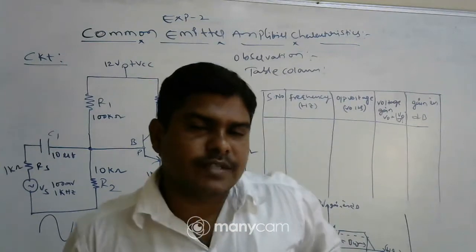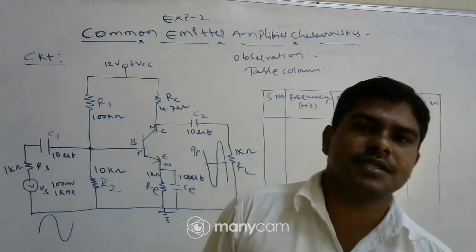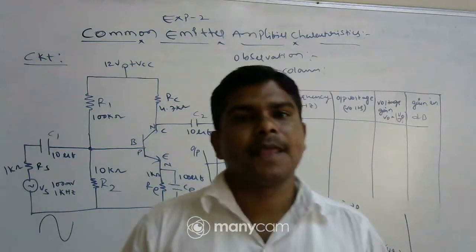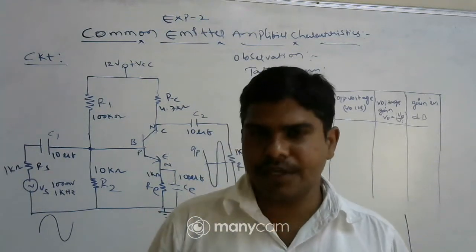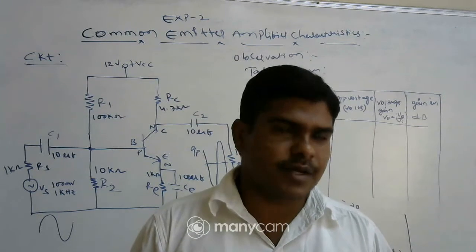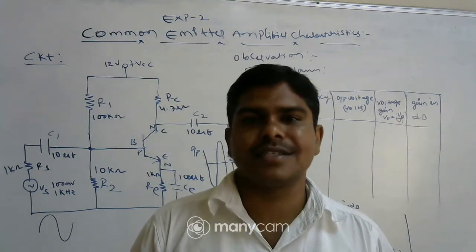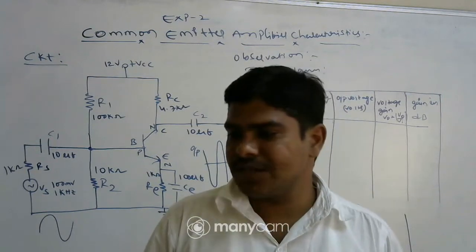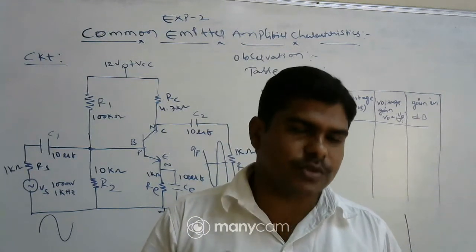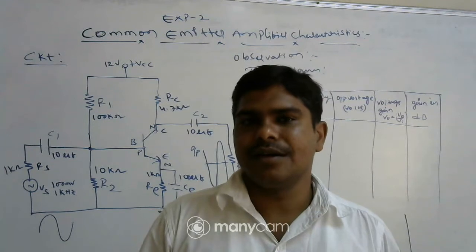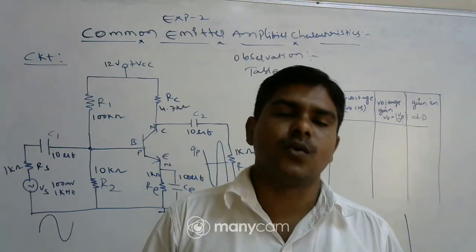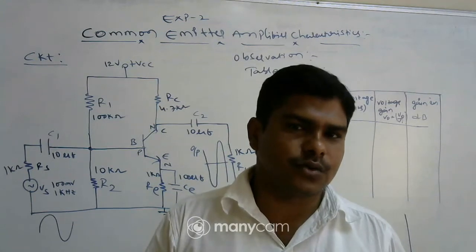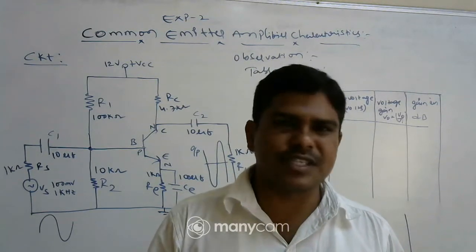Today I am going to explain the second experiment of the analog and digital electronics laboratory. Second experiment: common emitter amplifier characteristics. We are going to see the practical demonstration, how to measure the readings, and how to draw the model graph and use the semi-log graph.